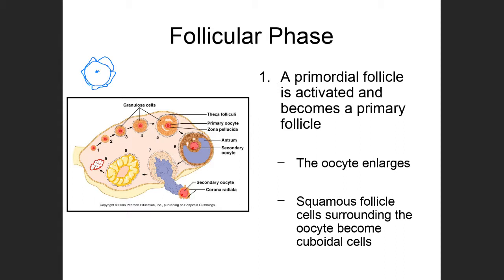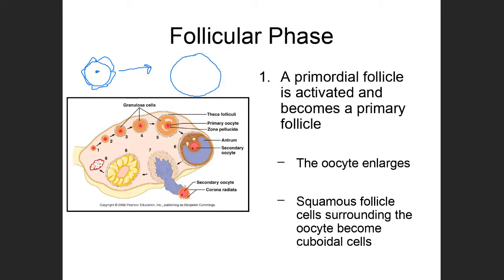The first step in a primordial follicle's development is it needs to become what's known as a primary follicle. So there's a couple of things that need to happen in order for this to occur. And you can see these things happening in this diagram as we move from this picture here that is notated as number 1 over to number 2. Basically, the oocyte has to enlarge, so it's going to increase in size.